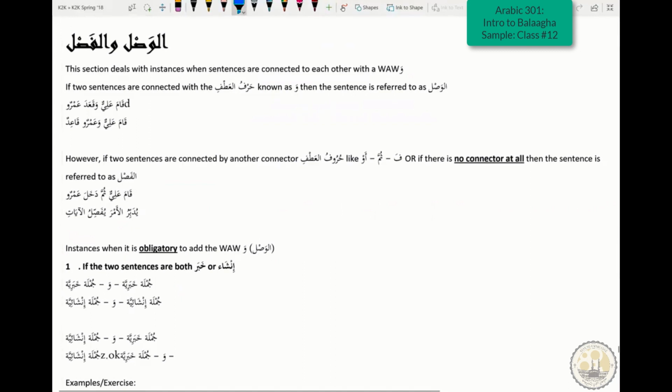So what is al-wasl and what is al-fasl? What are we going to speak about? Well, this section deals with instances when sentences are connected to each other with a waw. Basically we're going to deal with two sentences, and when they are connected with waw and when they are not connected with the waw. Yani al-waw al-atifa. If two sentences are connected with the harf al-atf known as waw, then the sentence is referred to as al-wasl.